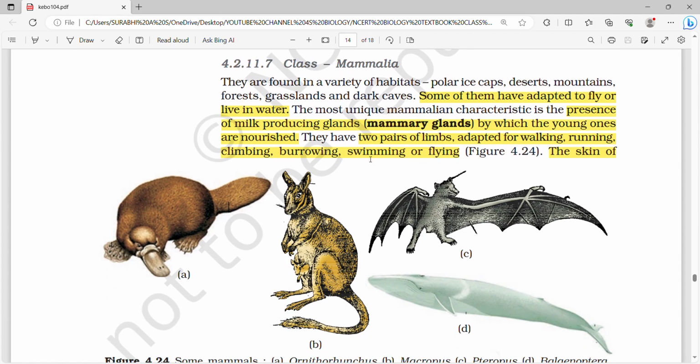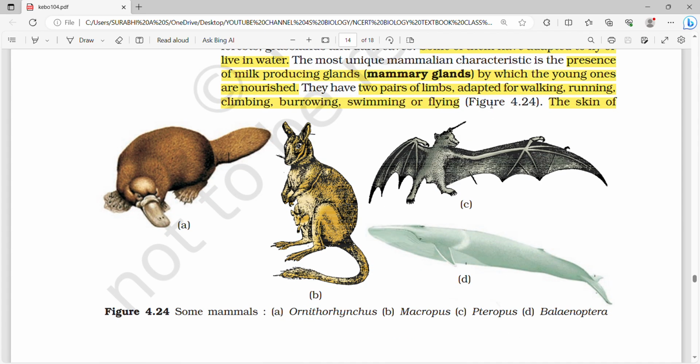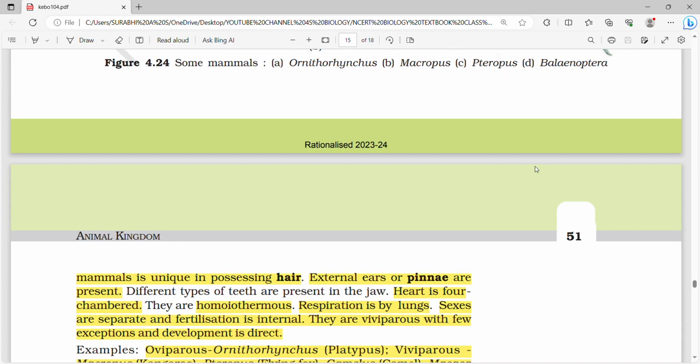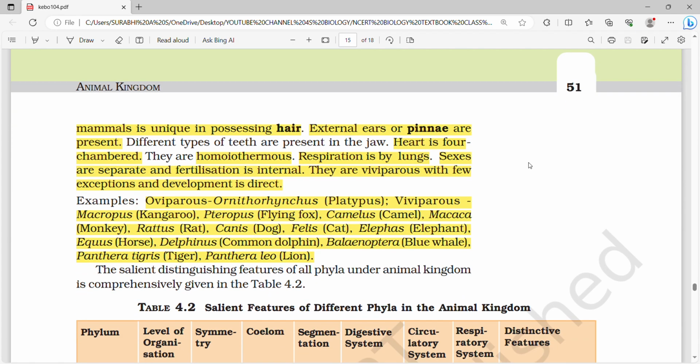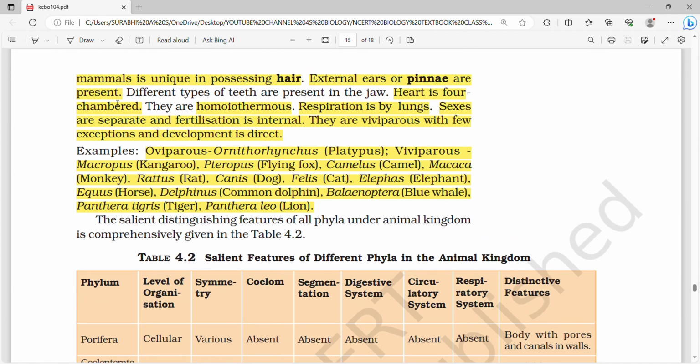Next, moving on to class Mammalia. Some of them have adapted to fly or live in water, and the unique feature of this is the presence of mammary glands by which they nourish their young ones. They have two pairs of limbs adapted for walking, running, climbing, burrowing, swimming, or flying, and the skin of mammals is unique in possessing hair. External ears or pinnae are present. Heart is four-chambered. They are homeothermal, and respiration is by lungs. Sexes are separate, and fertilization is internal. They are viviparous with few exceptions, and development is direct. And you can remember the examples.